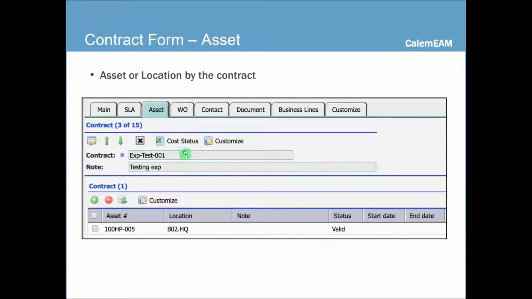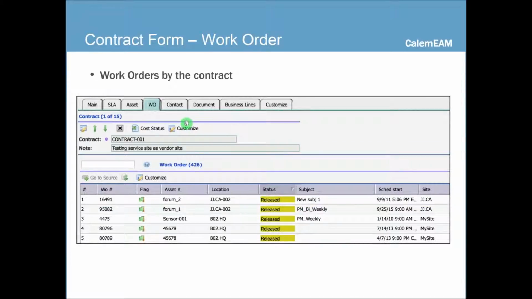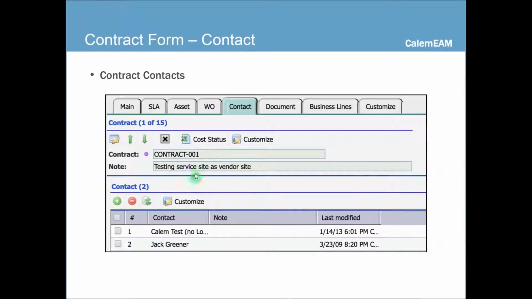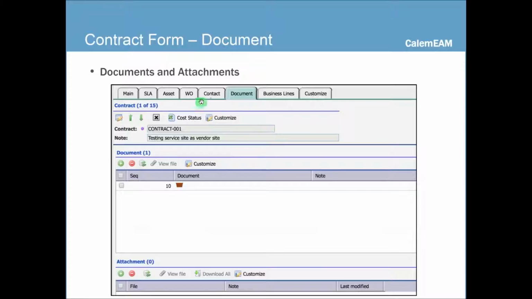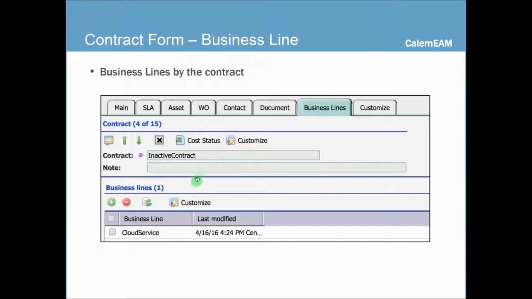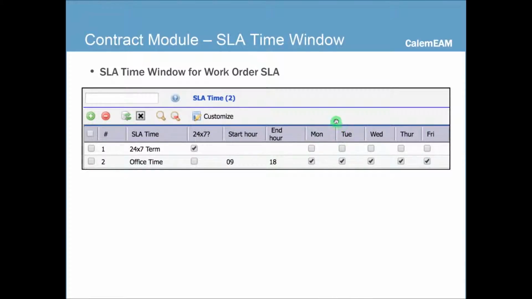At the contract level, you can also define what your assets are under this contract. You can view the work orders currently under this contract, the contract contacts, and also the document and attachment for the contract. Business lines that are under this contract, we will revisit in the work order module. For the contract, you can also define the SLA time window, for instance, if it's 24/7 or if it's by office hours only.